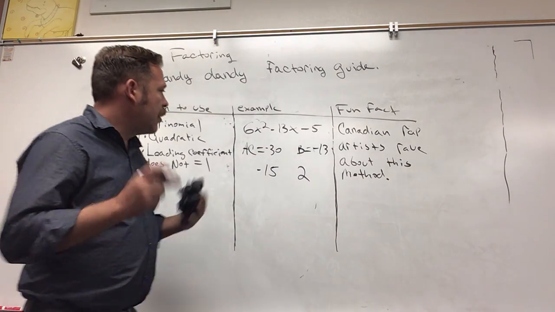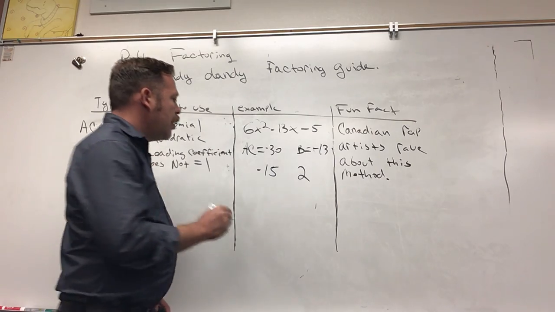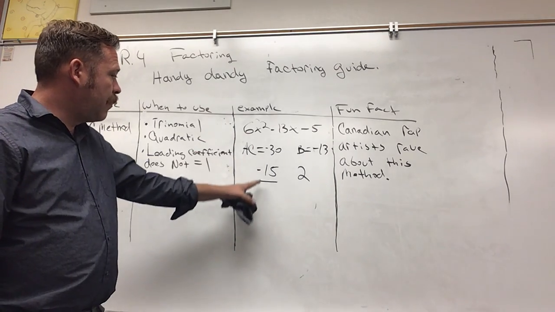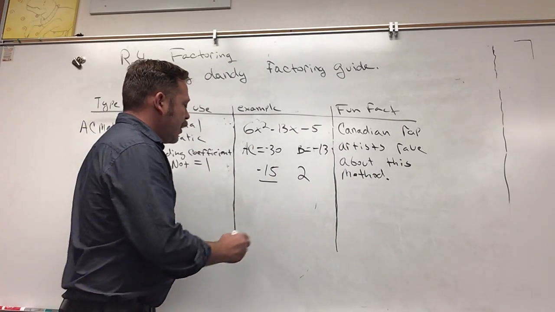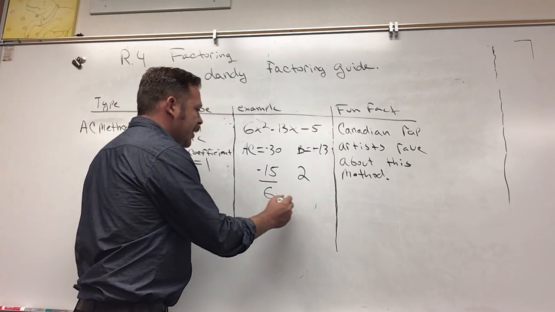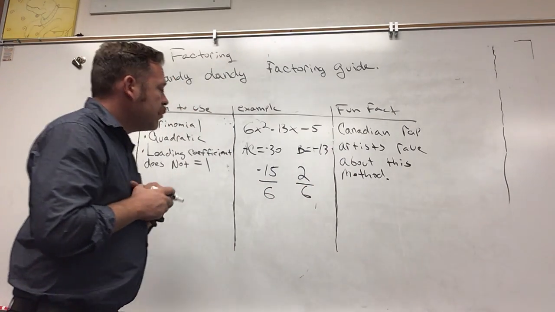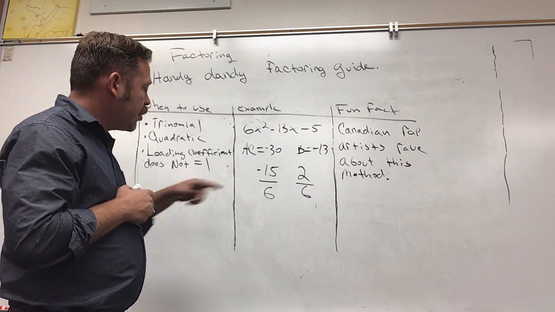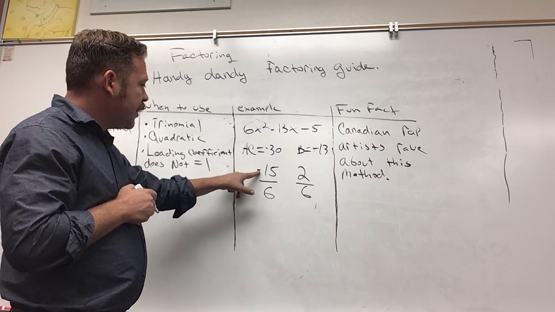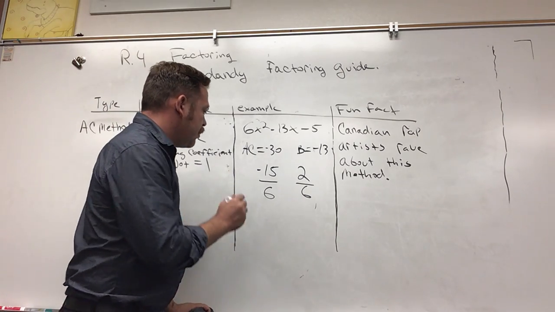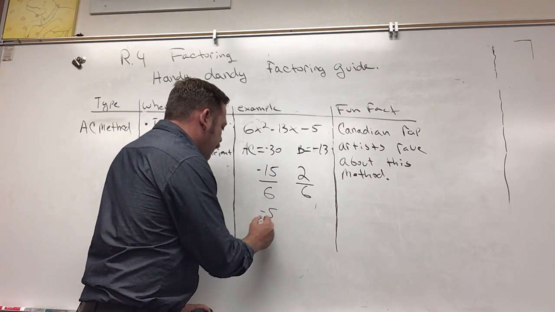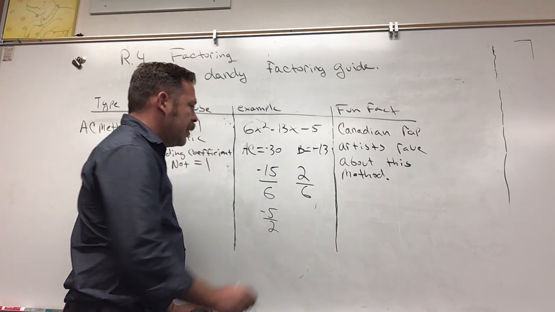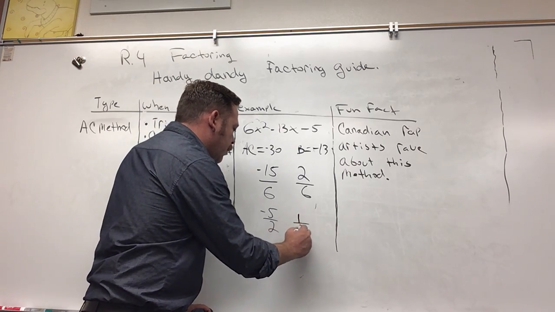Now the next step is to put our numbers over whatever A is. In this case, A is 6, so I'm going to put those two numbers that we came up with over 6, over 6. Now, if you can simplify these fractions, you're going to simplify them. Looks like both of them simplify. Negative 15 over 6 simplifies to negative 5 over 2. And then 2 over 6 simplifies to 1 over 3.